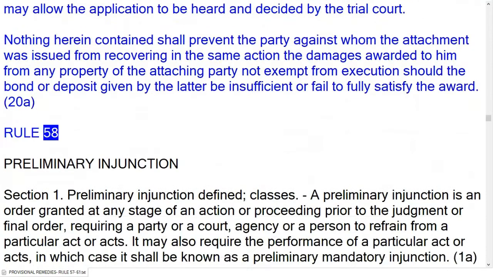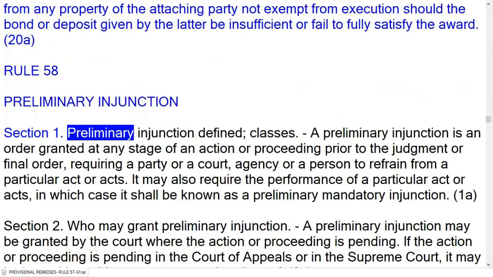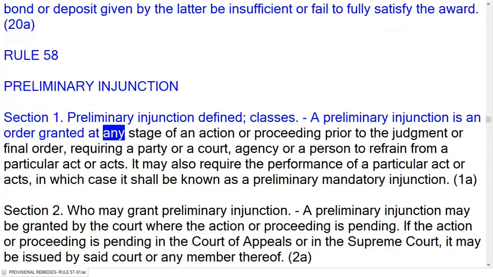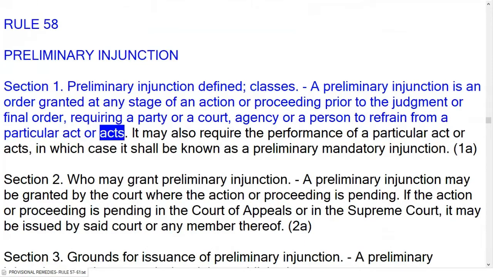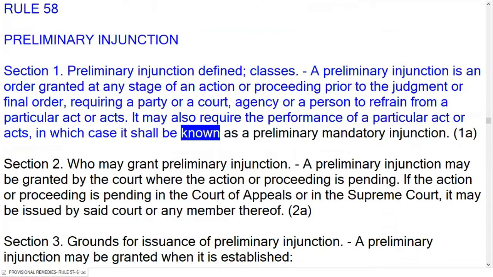Rule 58. Preliminary injunction. Section 1. Preliminary injunction defined; classes. A preliminary injunction is an order granted at any stage of an action or a proceeding prior to the judgment or final order, requiring a party or a court, agency, or a person to refrain from a particular act or acts. It may also require the performance of a particular act or acts, in which case it shall be known as a preliminary mandatory injunction.